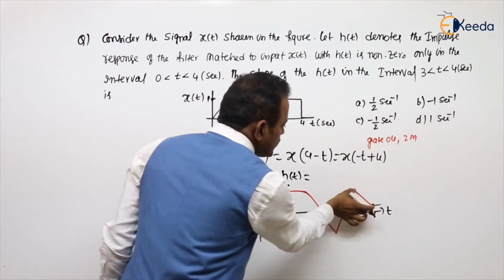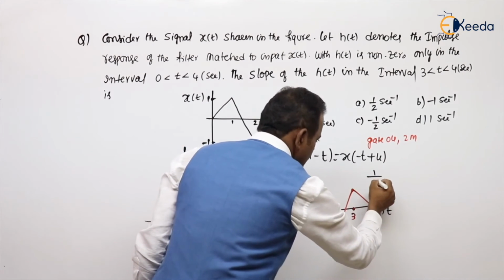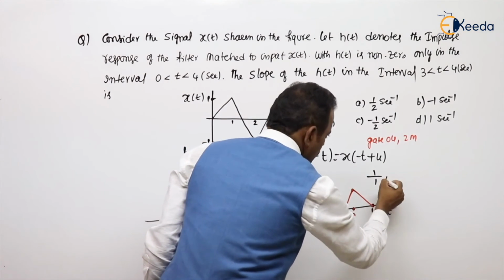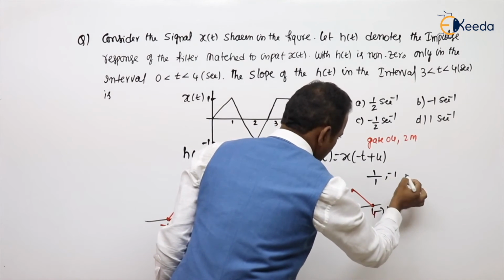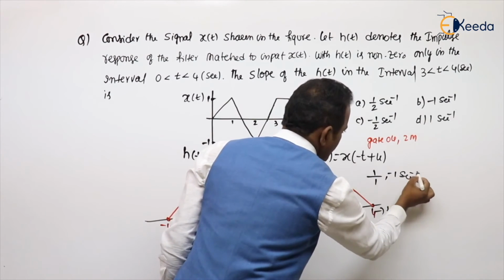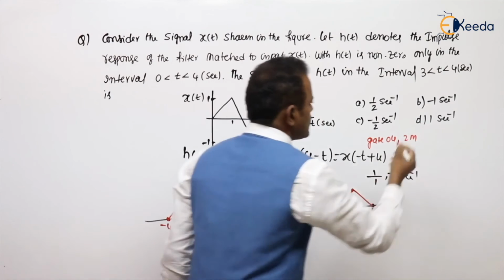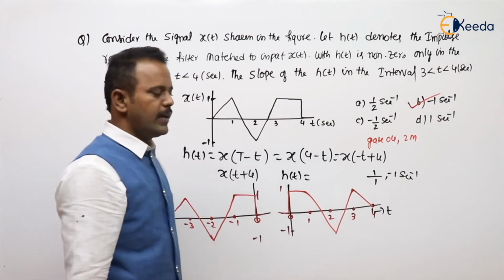What is the slope? Change in y by change in x. Change in y is 1, change in x also 1. So 1, but decreasing means minus 1. Obviously the denominator is seconds, so second inverse. So minus 1 second inverse. See the options: option B is the correct one.